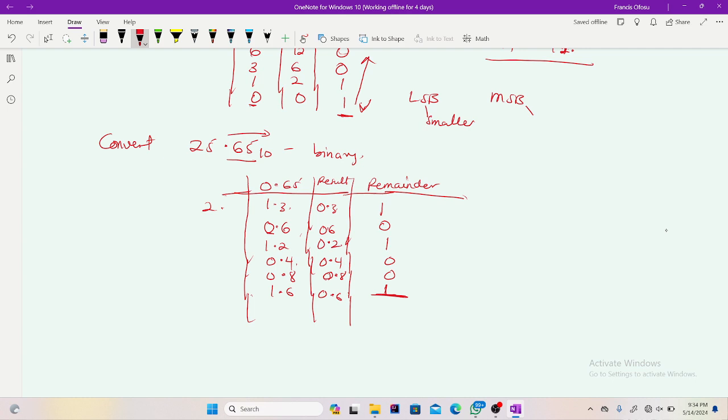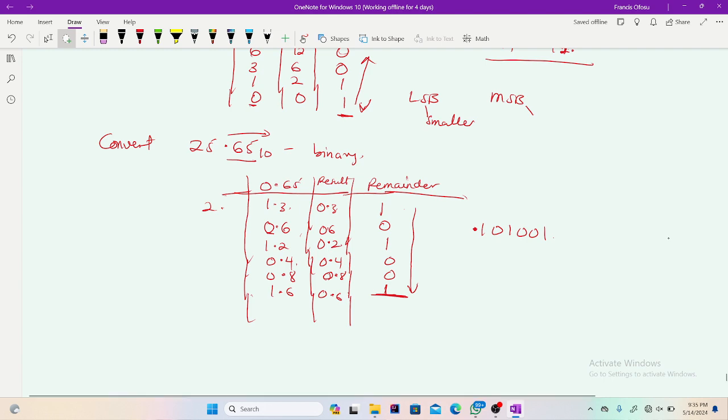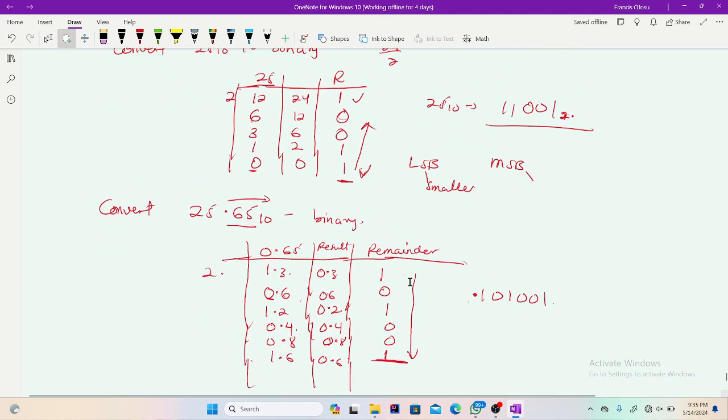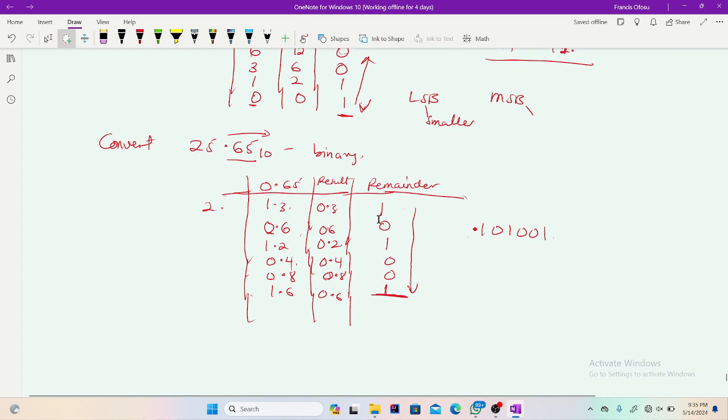Whenever you are doing the right side, you take it this way. Our most significant bit starts exactly from the first one. So it is something like 101001, and it's simply this after the decimal point. Then we simply introduce the 25 part, which is 11001.